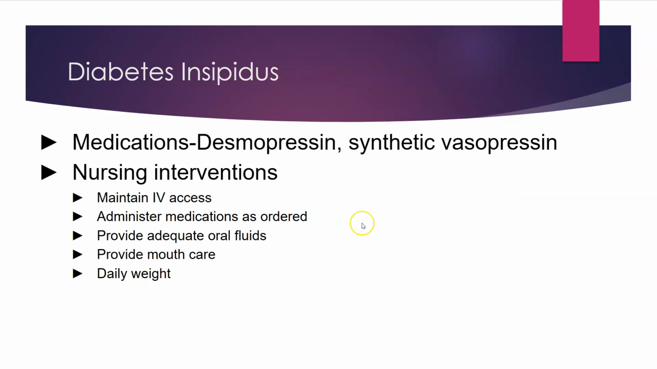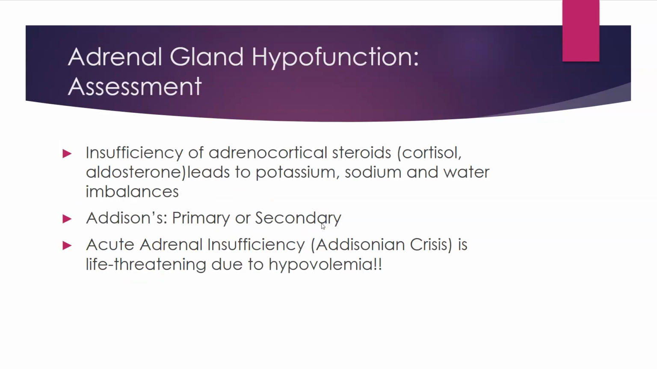Desmopressin is one of the main meds that we can give with this, or vasopressin. You might be doing some IV administration with this, but this can also be an inhaled formula. You're going to give it as ordered. You're going to provide adequate oral fluids, provide mouth care, and watch their daily weights, as you're trying to really watch their intake and output, and that would include how much urine that they're making.